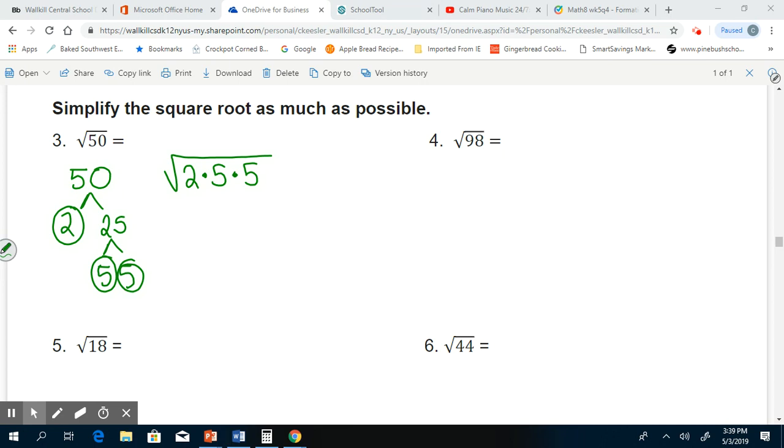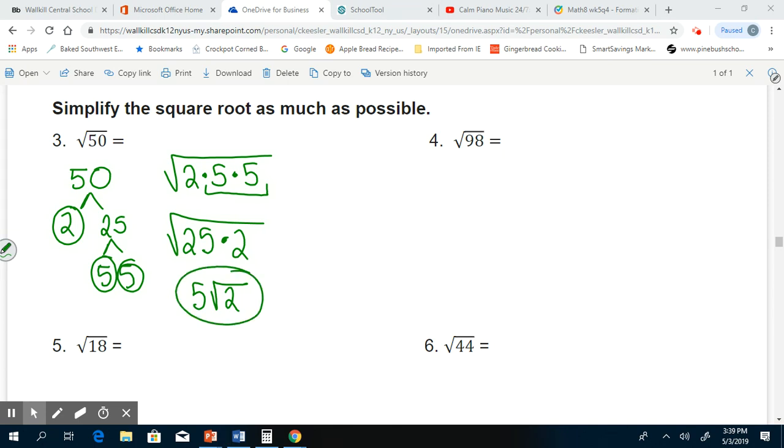Any number that shows up an even number of times is a perfect square. So 5 times 5 is our perfect square. So we get 25 times 2. Take the square root of what you can, leave what you can't. So the square root of 25 is 5. Square root of 2 stays, making our answer 5 radical 2.